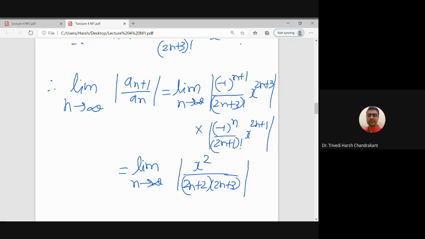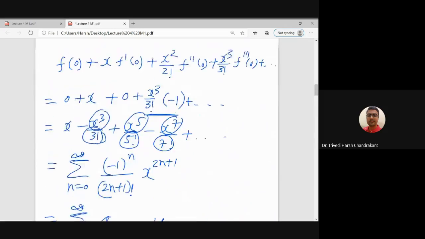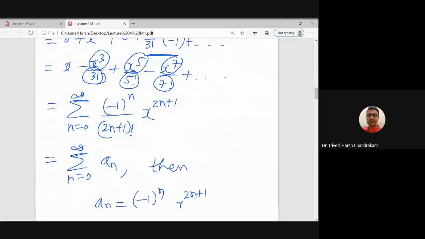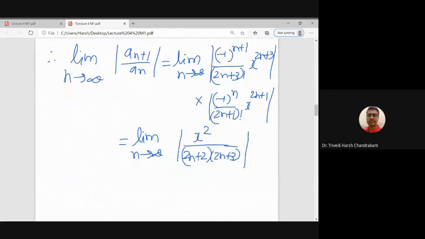So now what is x? x is a given real number, right? Because we are given the function f of x. So x is the variable. We want to check for which particular values of x this series is convergent. So we have to substitute x one by one: x equal to 0, x equal to 1, x equal to 2, and so on. And then we'll see whether this limit is less than 1 or greater than 1. If it is less than 1, the series is convergent, and for greater than 1, it diverges.